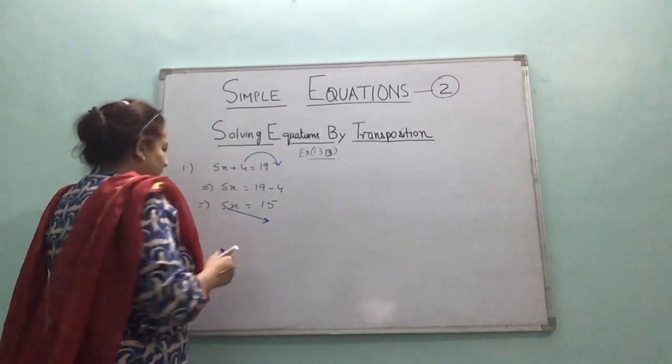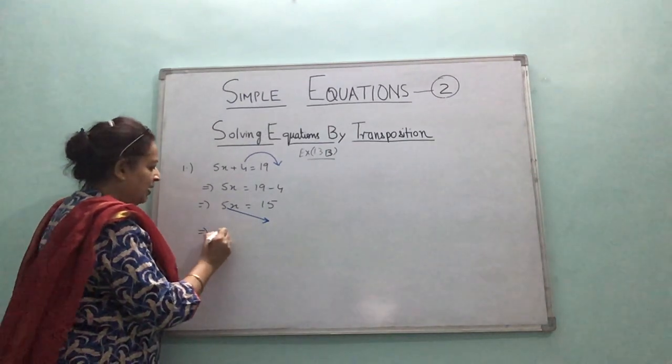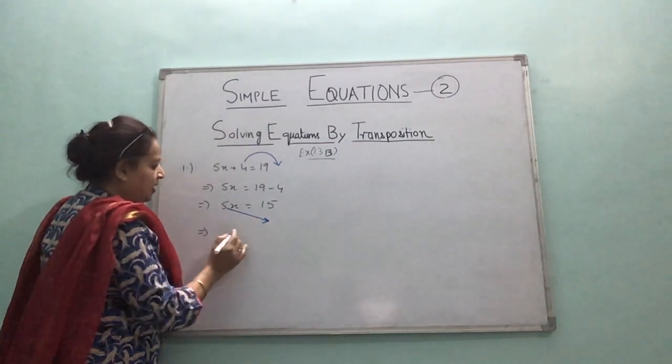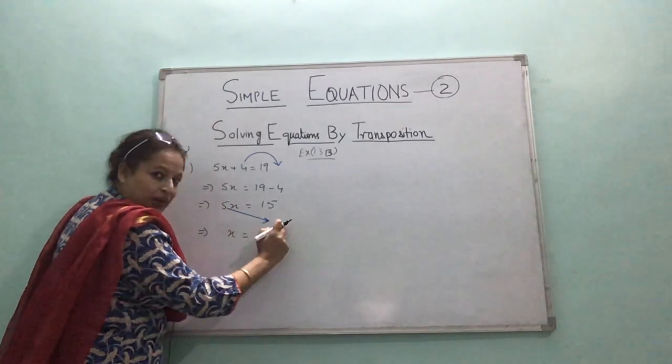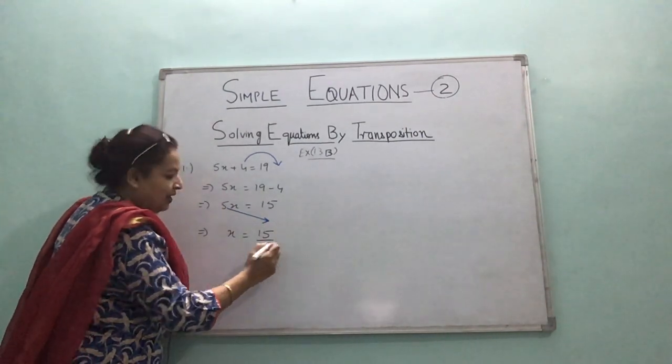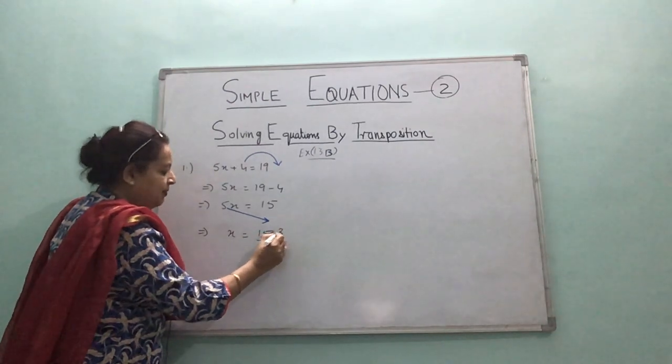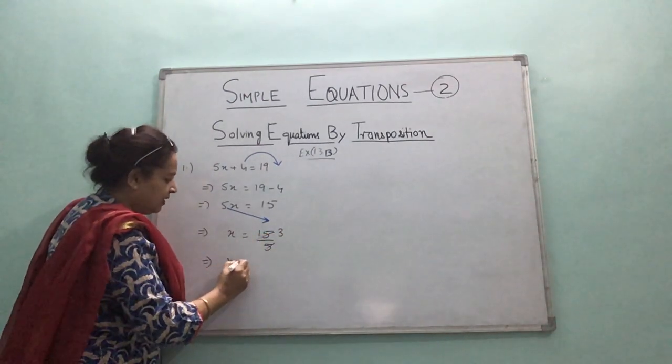So, what happens here now? 5 is going to the other side. So it is 15 divided by 5. I have divided, multiplied means divided. And now it cancels off to 3. So what is your value of x? 3.